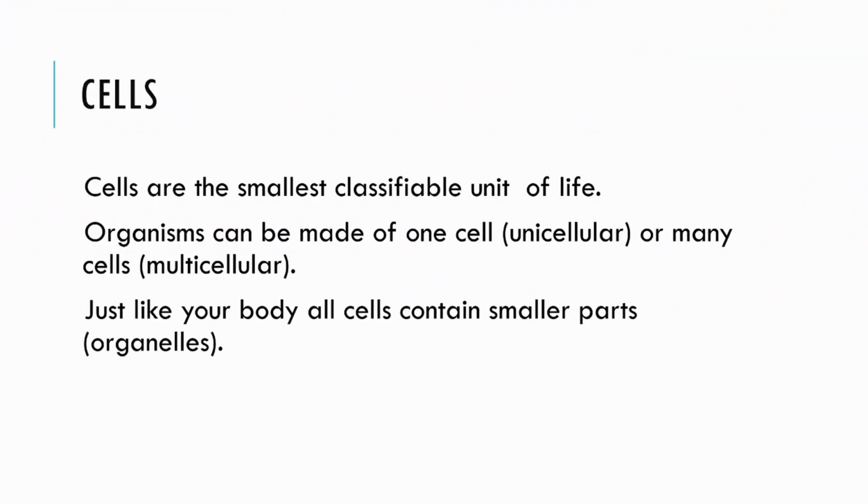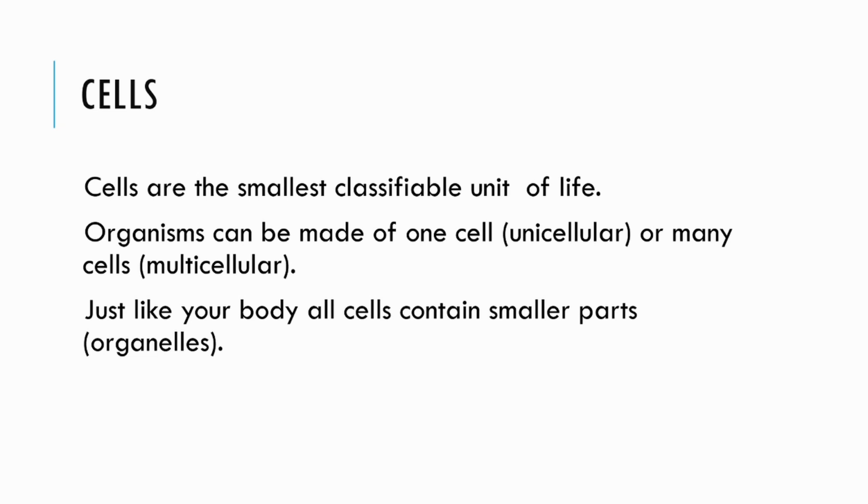So when we're looking at cells, we're looking at the smallest classifiable unit of life. And these organisms, living things we're looking at, are made up of at least one cell. This is part of what we call cell theory: that the cell is the basic unit of life, that all organisms are made of at least one cell, and that cells have to come from pre-existing cells.